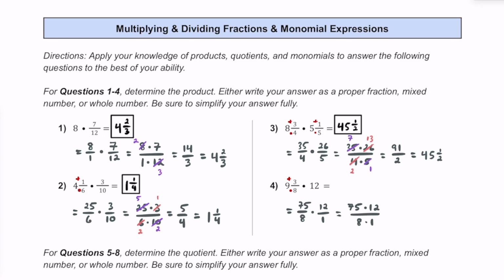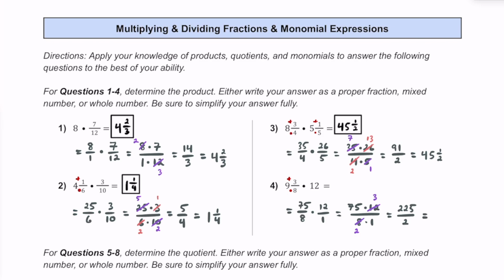Which one of these has a common factor, hopefully? Well, 8 and 12 can both divide by 4. So this would be 3 and this would be 2. Okay, so the numbers are a little smaller, which is nice. And then 75 times 3, 75 plus 75 is 150, plus another 75 is 225. So this would be 225 over 2.